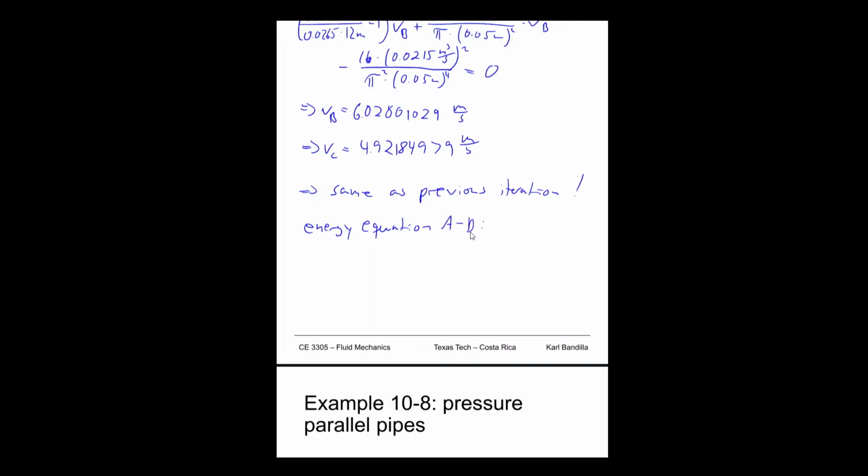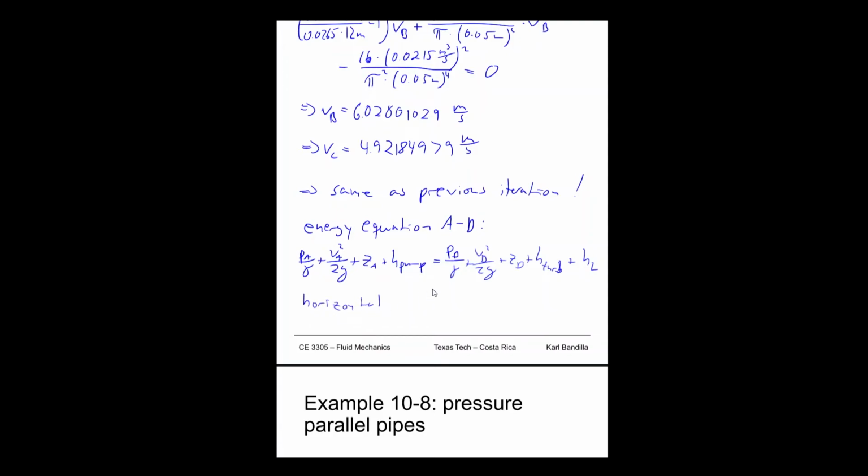A to D. That means we get PA over gamma plus VA squared over 2G plus ZA plus H pump equal to PD over gamma, plus VD squared over 2G plus ZD plus H turbine plus HL. All right, what do we know? It's a horizontal system.